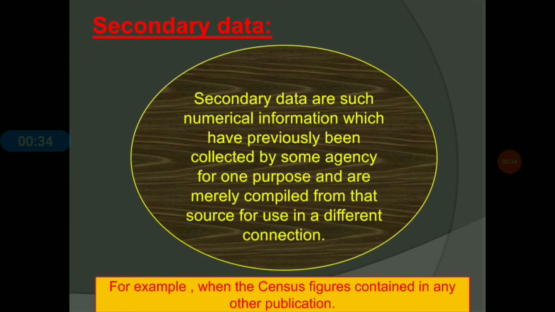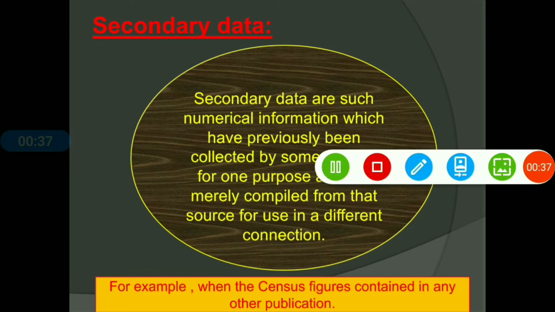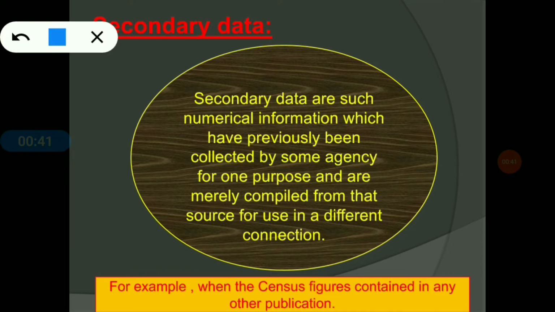Here this is a slide for secondary data. So learner, what do you mean by secondary data? Secondary data are such numerical data which have previously been collected by some agency and that are merely compiled from that source for different uses. That means secondary data is collected by some individual and then it is stored. After a few days, it is used for a different purpose or different reason.